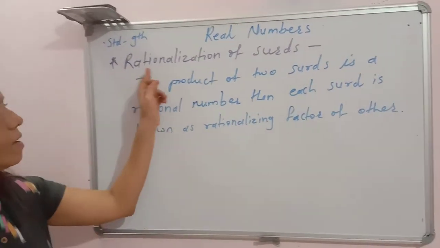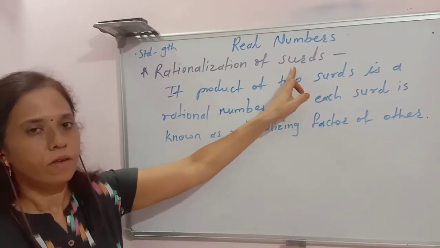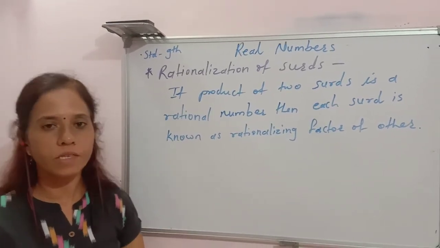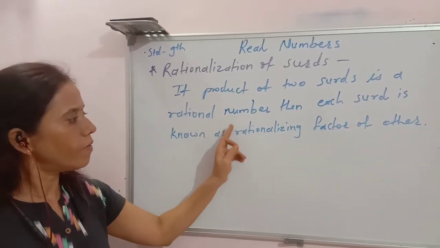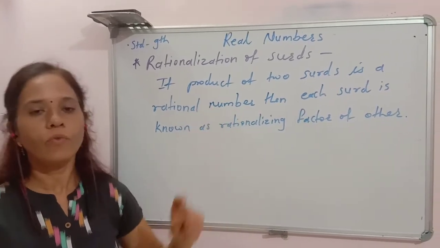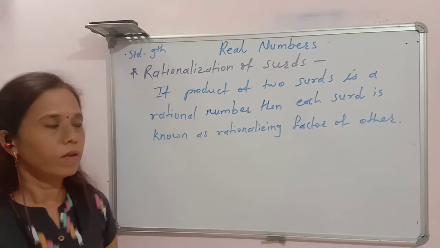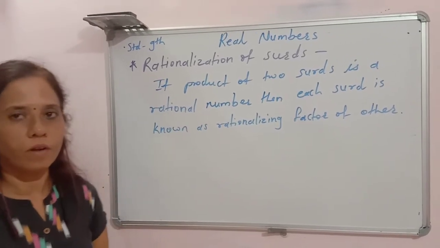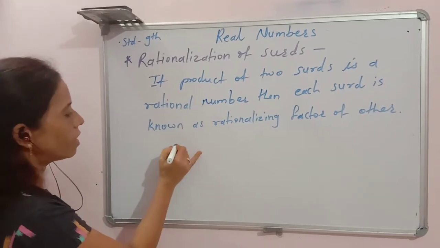Our next topic is rationalization of surds. Rationalization of surds means to convert the given surd into a rational number. In that we will see first what is meant by rationalizing factor. If the product of two surds is a rational number, then each surd is known as the rationalizing factor of the other. By example, I can explain this.